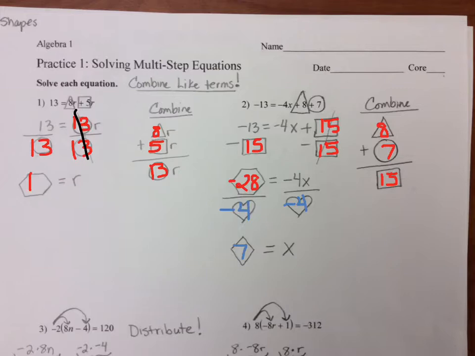This negative 4 and this positive 4 are going to cancel each other out, so I didn't draw a line through them, but you can feel free to do that on your paper.